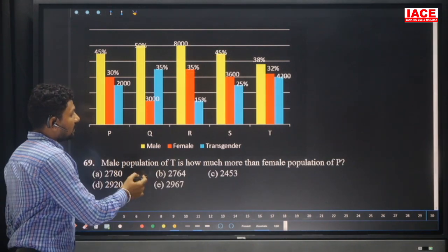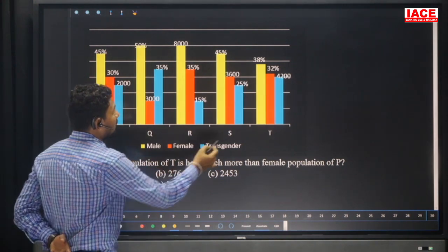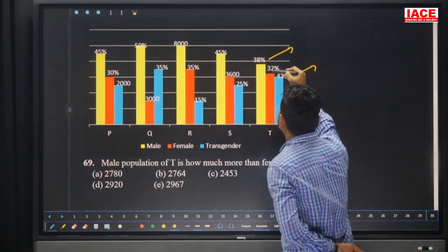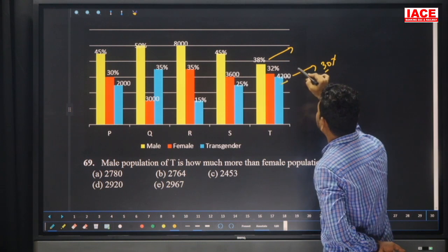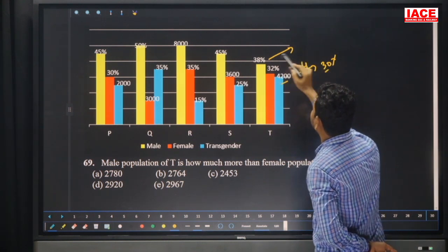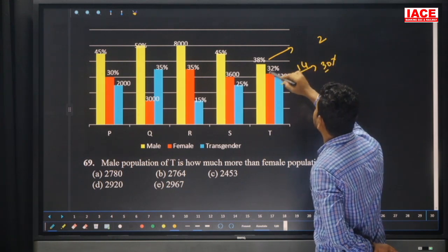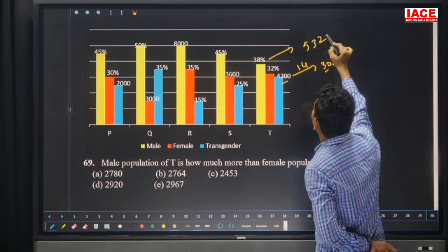Male population of T is how much more than female population of P? Male population of T, male population of P is equal to 38 percentage required. So 38 plus 32 is 70. Remaining is 30 percentage. 3 4s are 12, so it is 14 times. 14 will be multiplied: 14 8s are 112, it is a 2 and 11 is a carry forward. 14 3s are 42. 42 plus 11 is 53, so 5320.